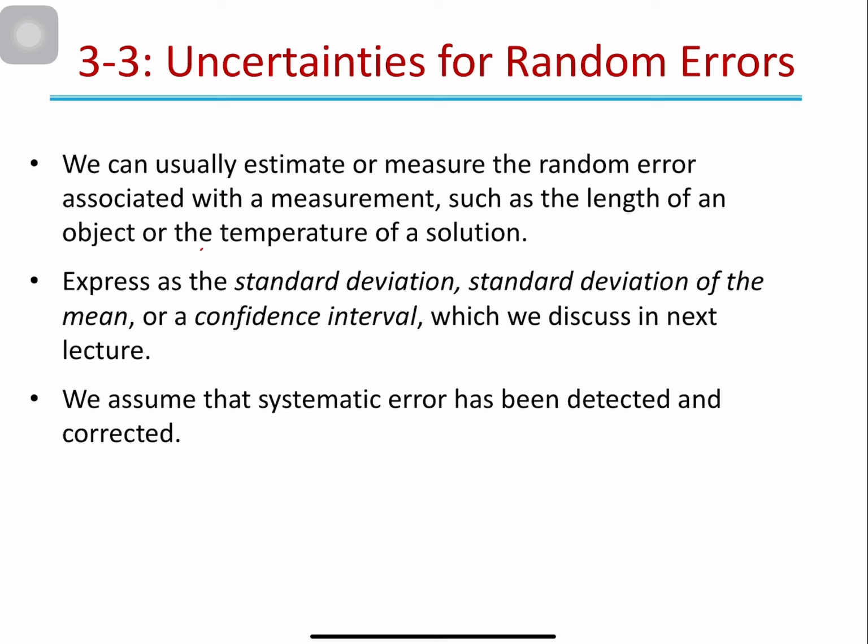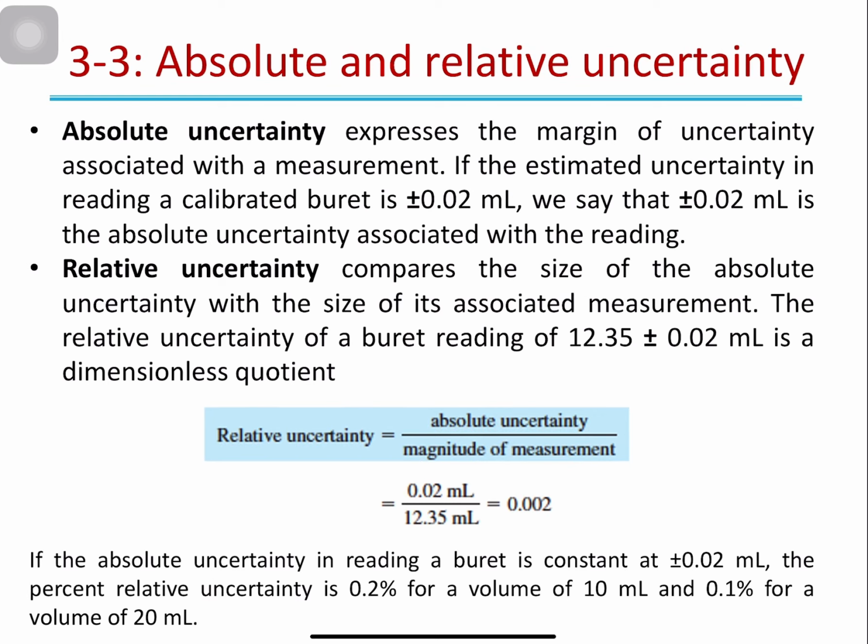And always be careful, because when we do that, we have to assume that systematic errors have been detected and corrected. So the error that you express is merely for the random error. The uncertainty is only for random error, not for systematic and random errors. There are two types of uncertainty. We can express it as absolute uncertainty or relative uncertainty.